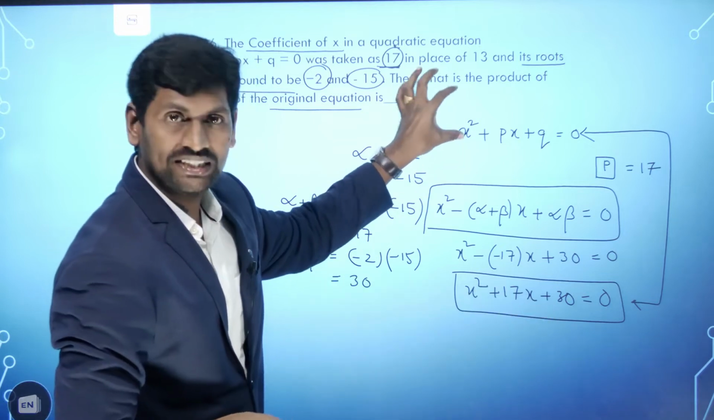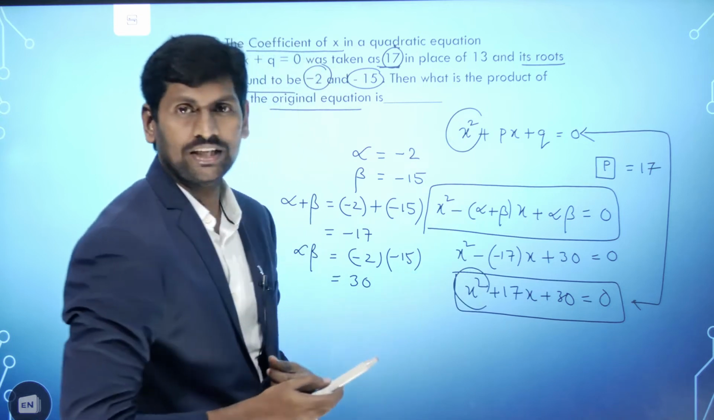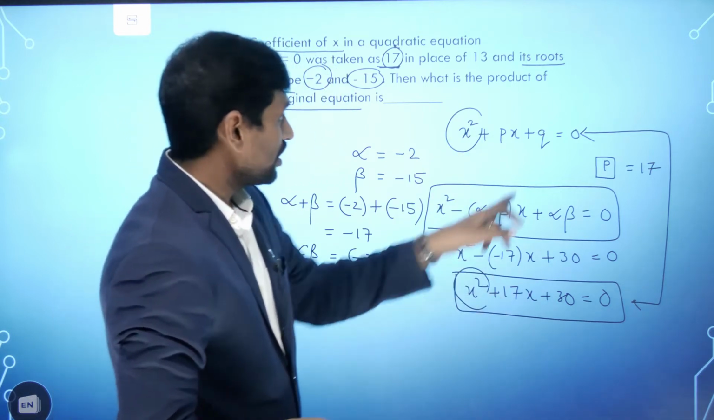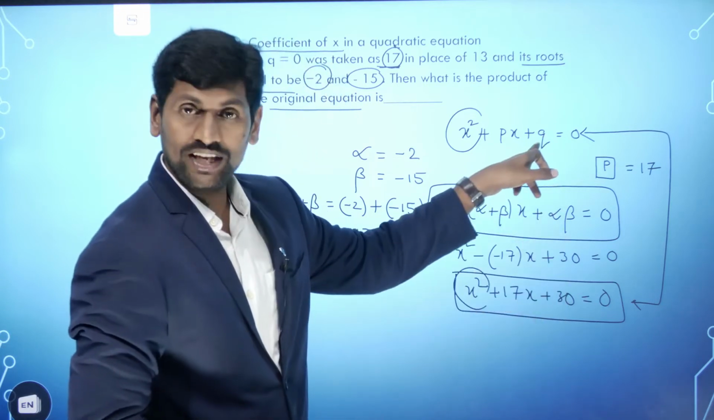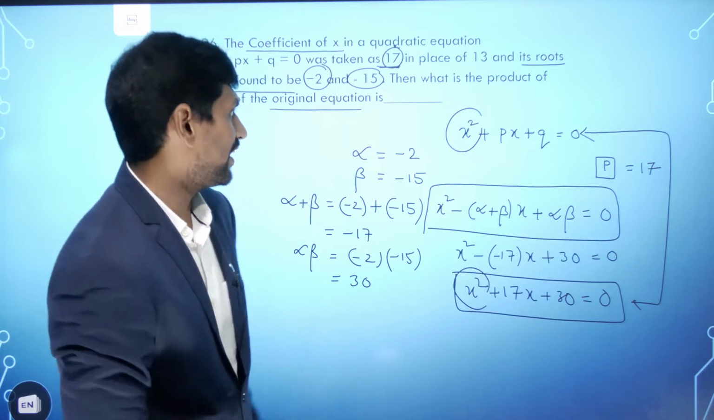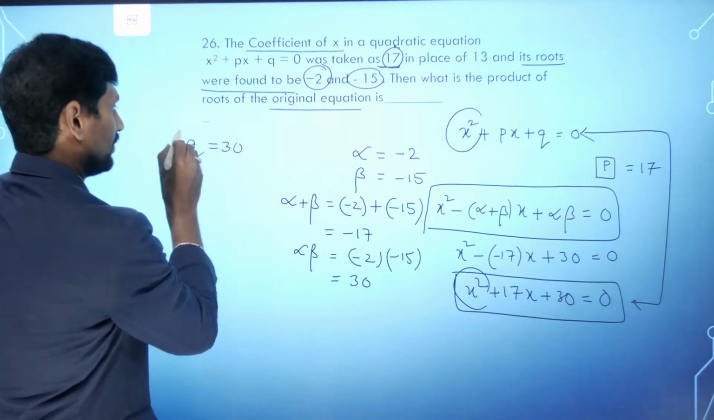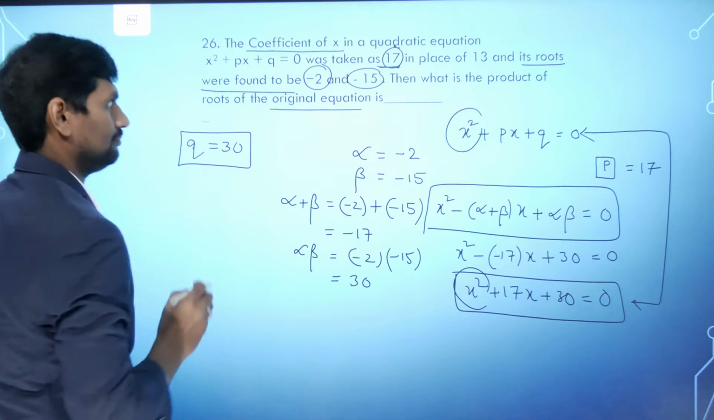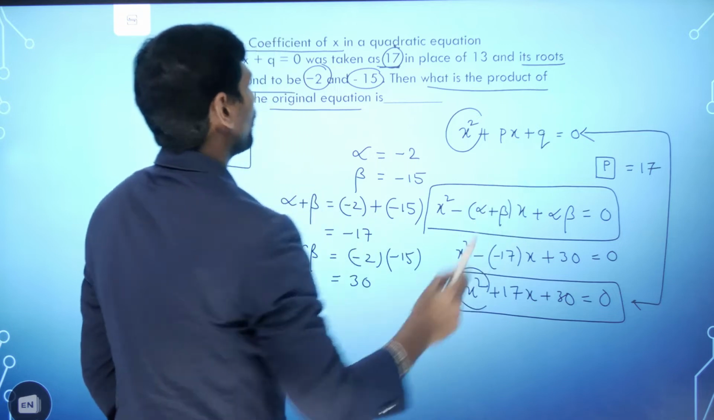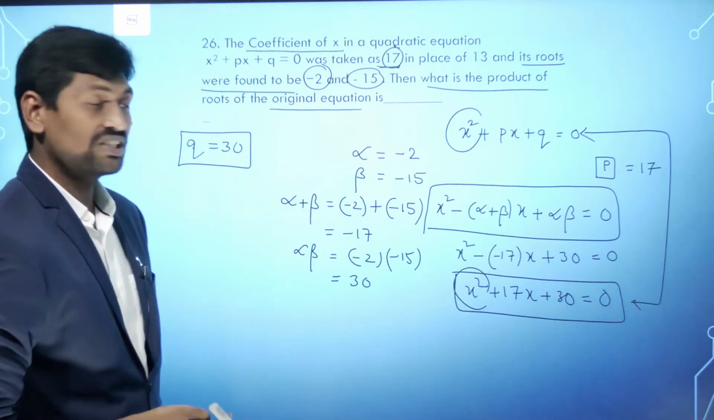The x square term is the same in both. Next, px means the p value is 17, and q is 30. So the q value is 30 by comparing both equations. Now the question is: what is the product of roots of the original equation?